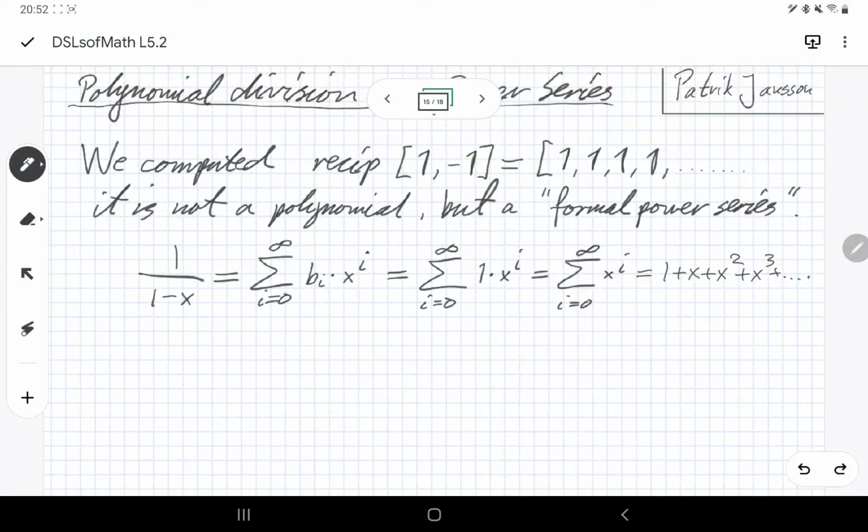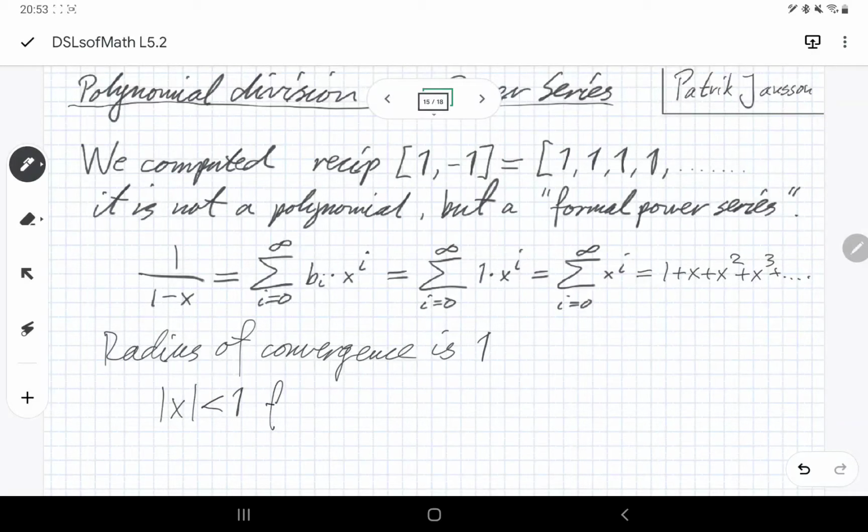Or actually, the radius of convergence here. So the radius of convergence is 1. And what it means is that the absolute value of x has to be strictly less than 1 for this to converge. Or at least for this equality to hold. So strictly speaking, it's not necessarily for the list to converge, but for the equality to hold.